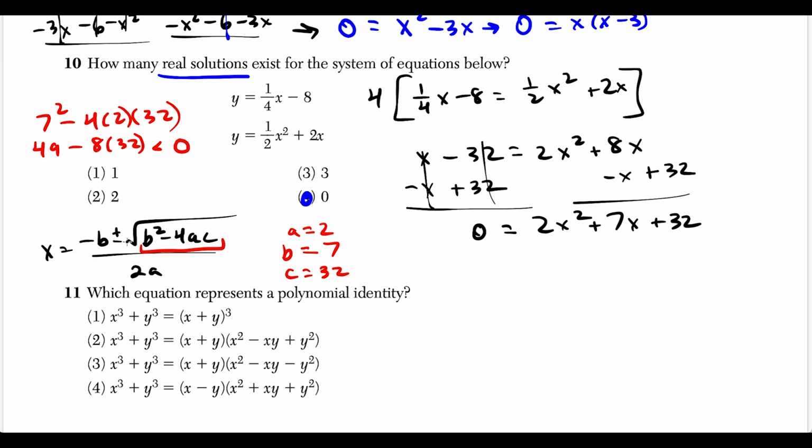And anytime you have a negative under your radical, that means you're going to have imaginary roots. So our roots here are going to be imaginary. So if both of our roots are imaginary, that means we have 0 real roots.